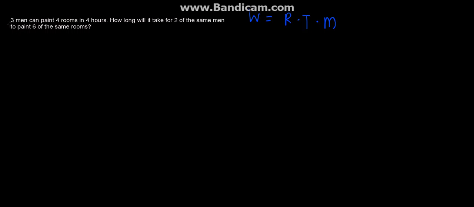So if we look at our first part of the problem, 3 men can paint 4 rooms in 4 hours. So what's the amount of work done? That's 4 rooms. It is equal to, and then the rate, we don't know that yet, so we're going to say it's unknown, so we'll give it the variable r. And then rate times the time, which is 4 hours, times the amount of people, that's 3 people. So if you simplify it, the rate is going to be 1/3. So this would mean that for every person, they can do 1/3 of a room per hour.